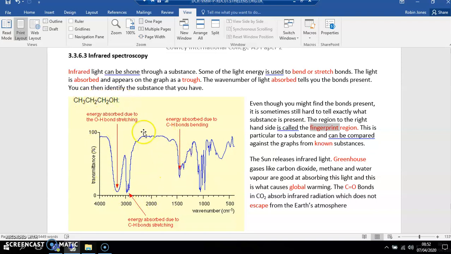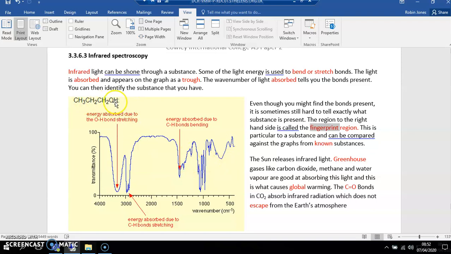The rest of it is the same. They've both got an OH group, they've both got carbon to hydrogen bonds, and they've both got identical MRs. So when you run it through a mass spectrometer, it would have identical MRs. But this part, the fingerprint region, is different depending on what chemical you've got. It's unique to a particular chemical.